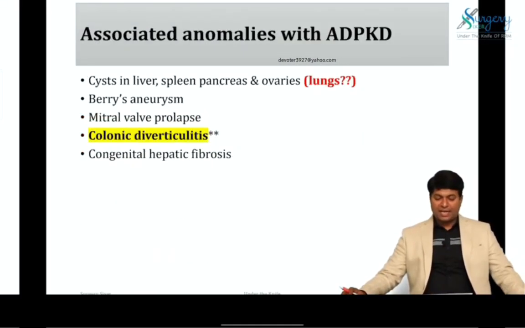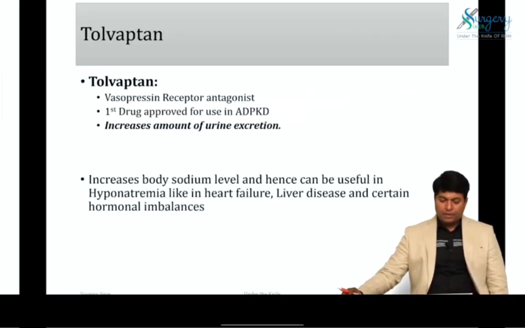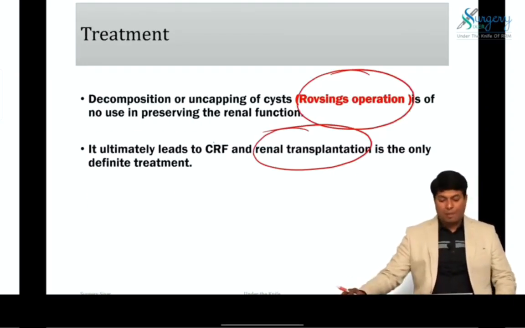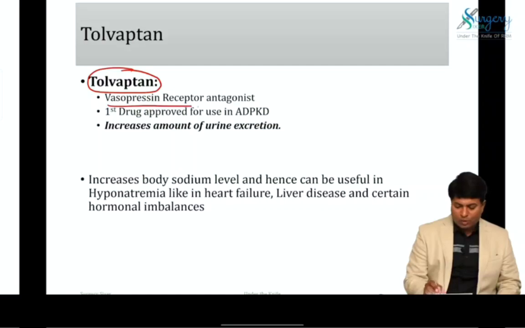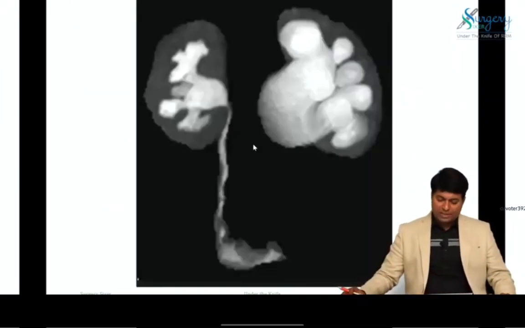Polycystic kidney disease is associated with anomalies like colonic diverticulitis, which can cause sudden abdominal pain. This question came in NEET PG 2020. Rovsing's operation is no longer done. The ultimate treatment now is renal transplantation. Please don't forget the drug tolvaptan, a vasopressin receptor antagonist, which increases urinary excretion.